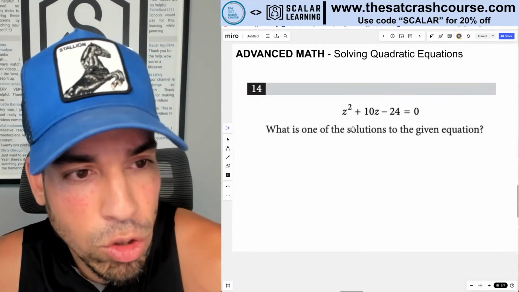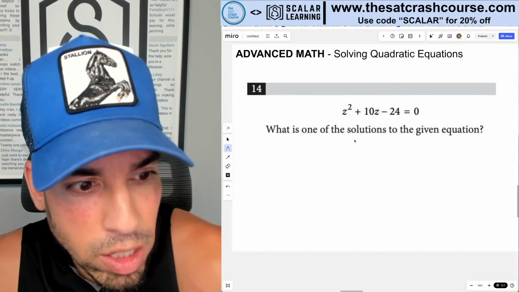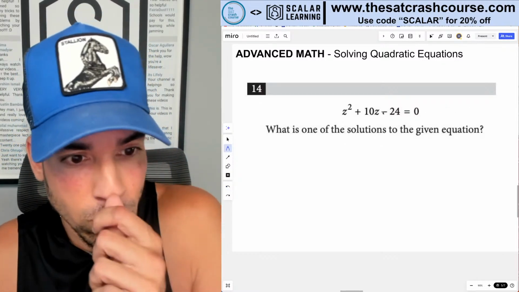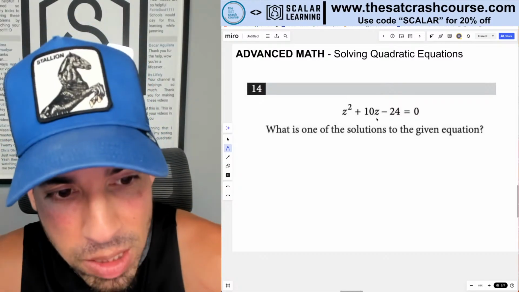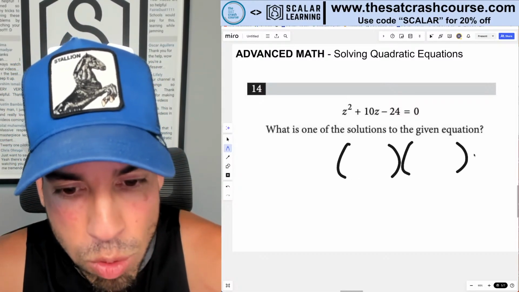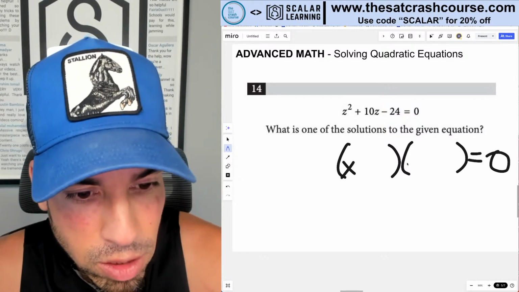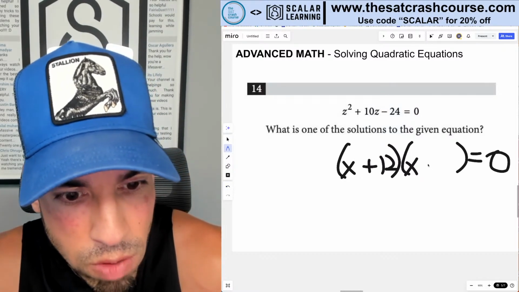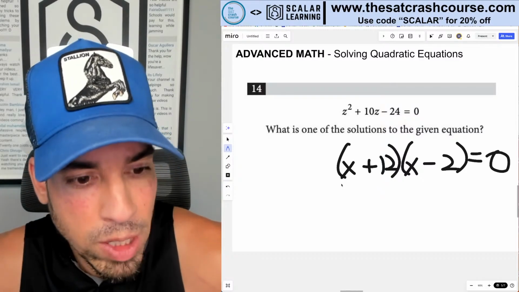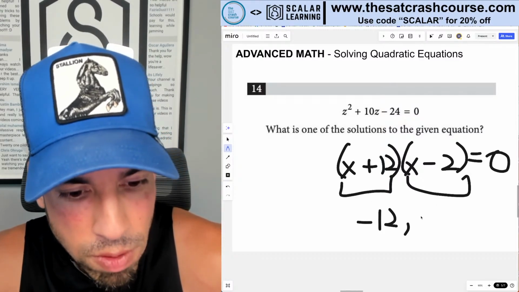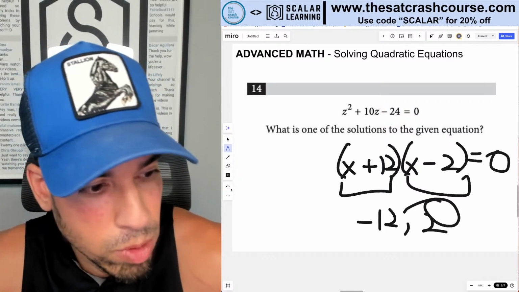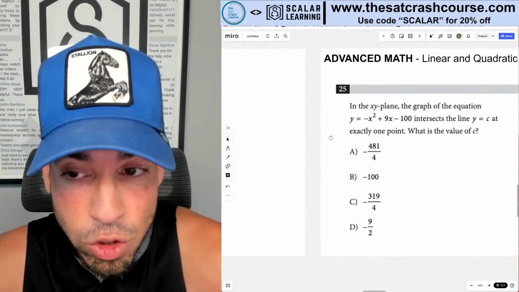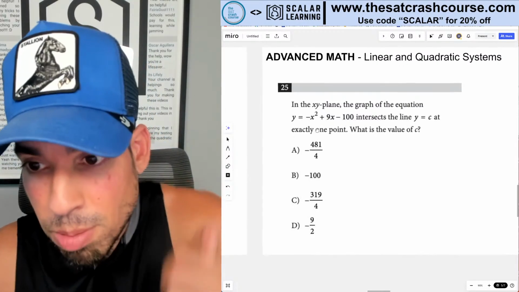Now we're on to solving quadratic equations. What is one of the solutions to the given equation? There's lots of ways you can do this. You can throw it in decimals, just replace the z with x just to be safe, and you get your answers. But I'm so old school, I go straight into factoring mode. I'll just write x. What two numbers multiply to -24 and add to +10? That would be +12 and -2. There's my factored form. My two solutions are whatever zeroed these out, -12 and +2. You could answer either of these. I'll just go with the positive version, 2, boom, done. And again, you can have negative answers for your response questions on the digital SAT. You couldn't before, but now you can.